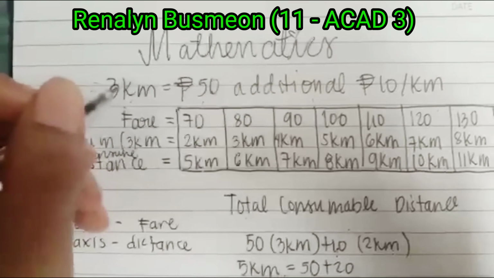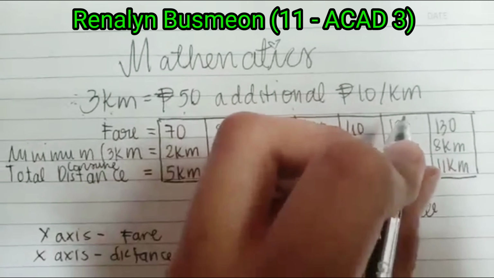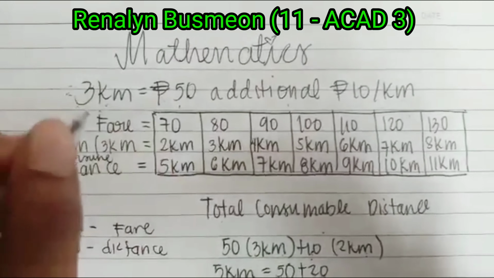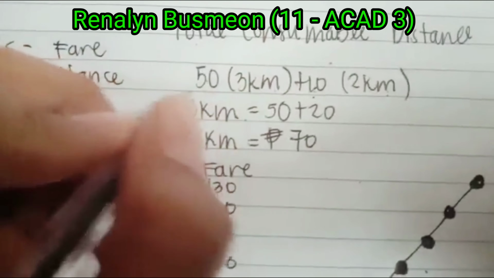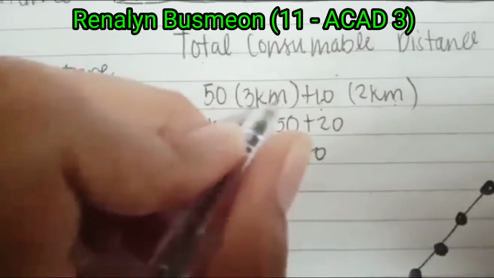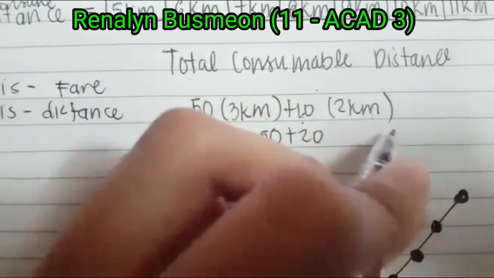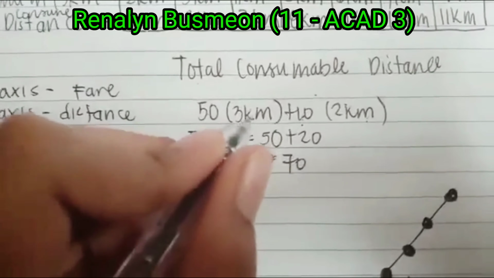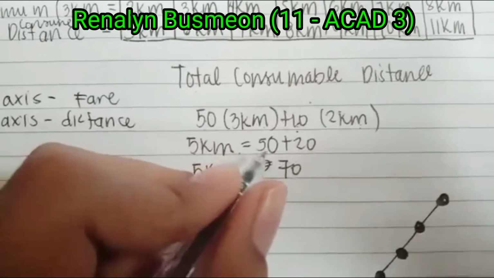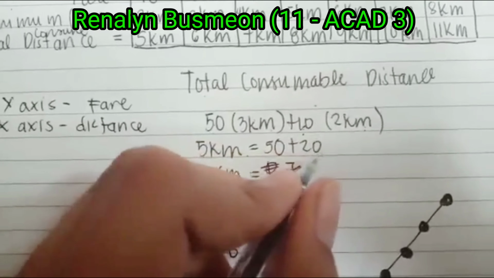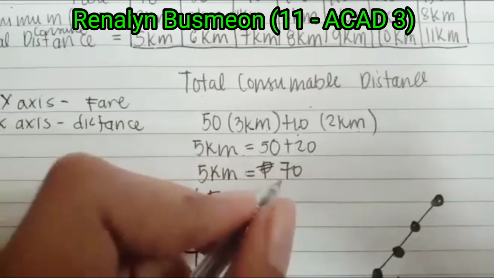Based on the given problem, 3 km equals 50 pesos, with an additional 10 pesos per kilometer. If I add 2 kilometers to the minimum fare of 3 kilometers, how much will I pay? 50 pesos is the minimum fare for 3 kilometers plus 10 per kilometer. So, 2 kilometers ang i-add ko. So, 3 kilometers plus 2 kilometers equals 5 kilometers. Bring down 50, the minimum fare, plus 10 times 2 equals 20. 5 kilometers equals 50 plus 20 equals 70 pesos.